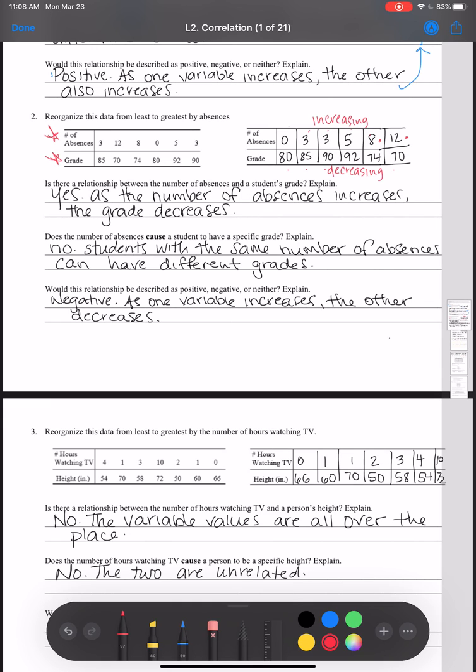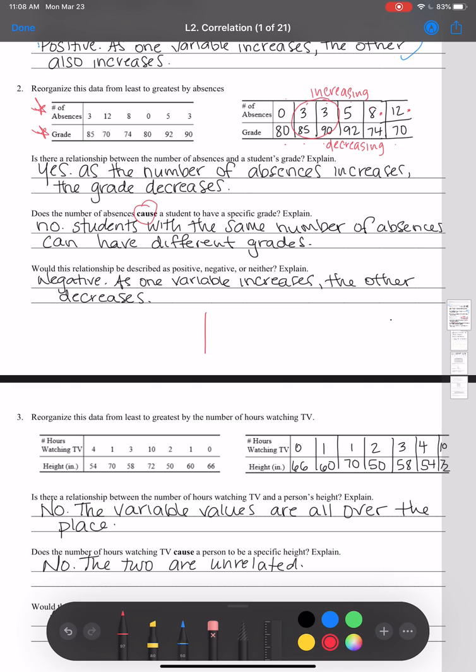Okay. So is there a relationship between the number of absences and a student's grade? Yes, as the number of absences increases, the grade decreases. Does the number of absences cause a student to have a specific grade? No. Students with the same number of absences can have different grades. As you can see right here, 2 students with 3 absences have differing grades of 85 and 90. Would this relationship be described as positive, negative, or neither? That would be negative. As one variable increases, the other decreases.